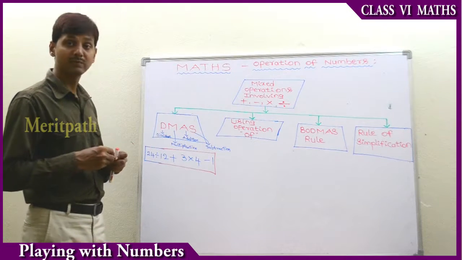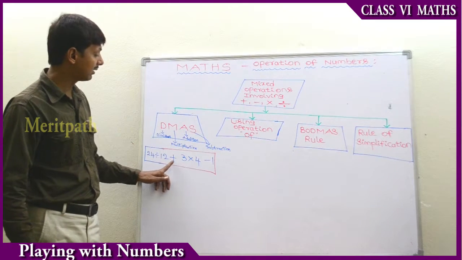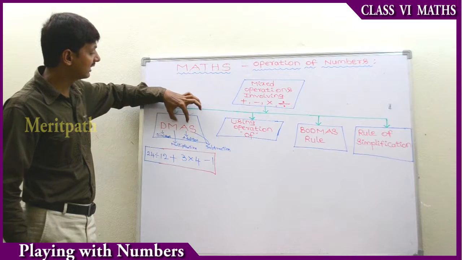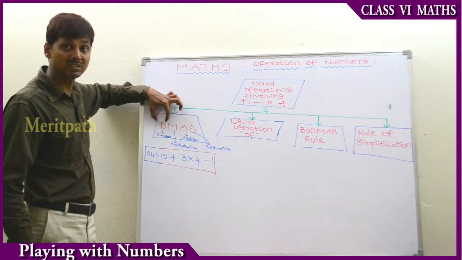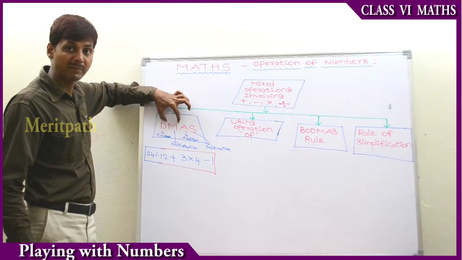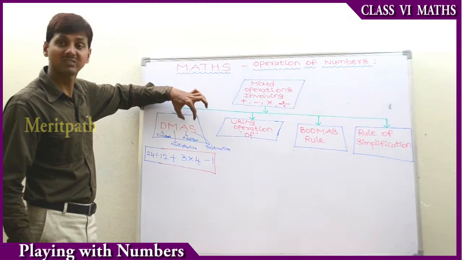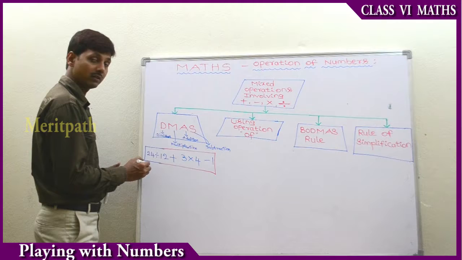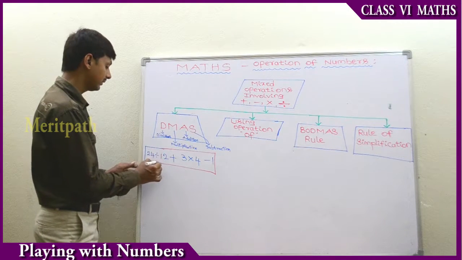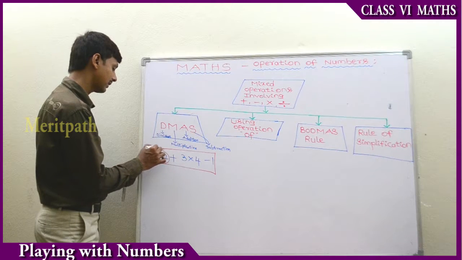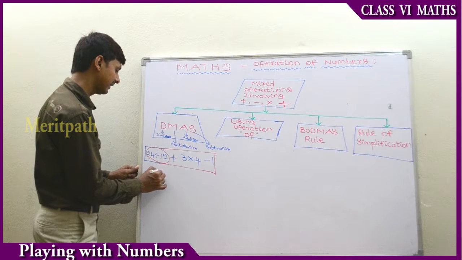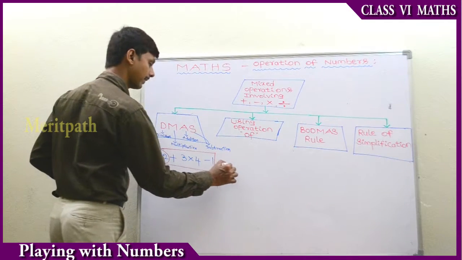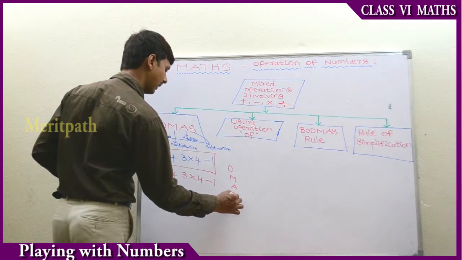Let's see. In this problem, we have 24 divided by 12 plus 3 into 4 minus 1, and in this we have division, multiplication, addition, subtraction. First we need to take the division and simplify it, then multiplication, then addition, and subtraction after. So 24 divided by 12 is 2. This 24 divided by 12 is 2, plus 3 into 4 minus 1. So the division is completed, following the DMAS rule.